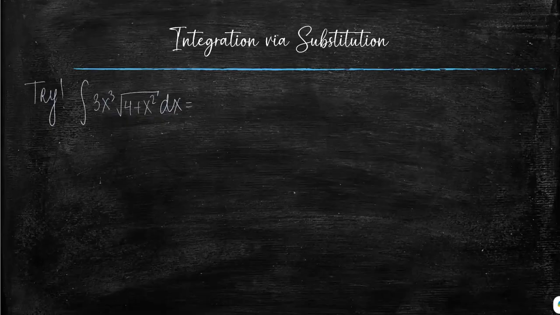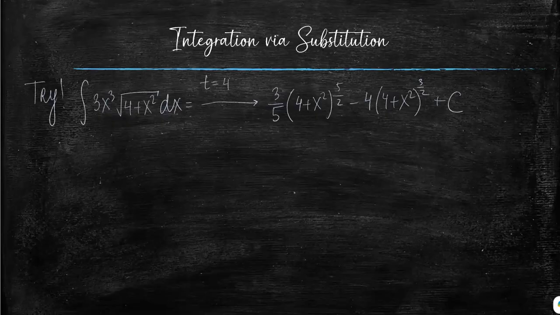And the answer is 3, 2, 1. So the final answer, according to my calculations, should be 3/5 (4 plus x squared) to the power 5/2 minus (4 plus x squared) to the power 3/2 plus c. And that was done using the substitution t equals 4 plus x squared.